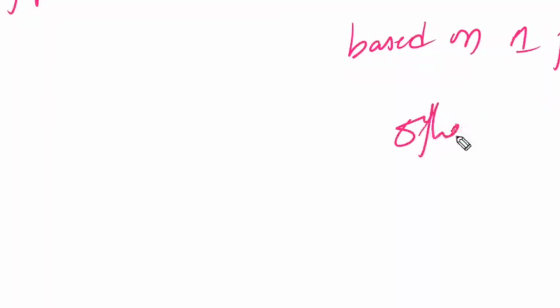Right? Simple. Whenever you want to identify the difference based on one parameter, all the other remaining parameters should be constant. Then only you can compare. Otherwise, you can't compare. Is that clear?